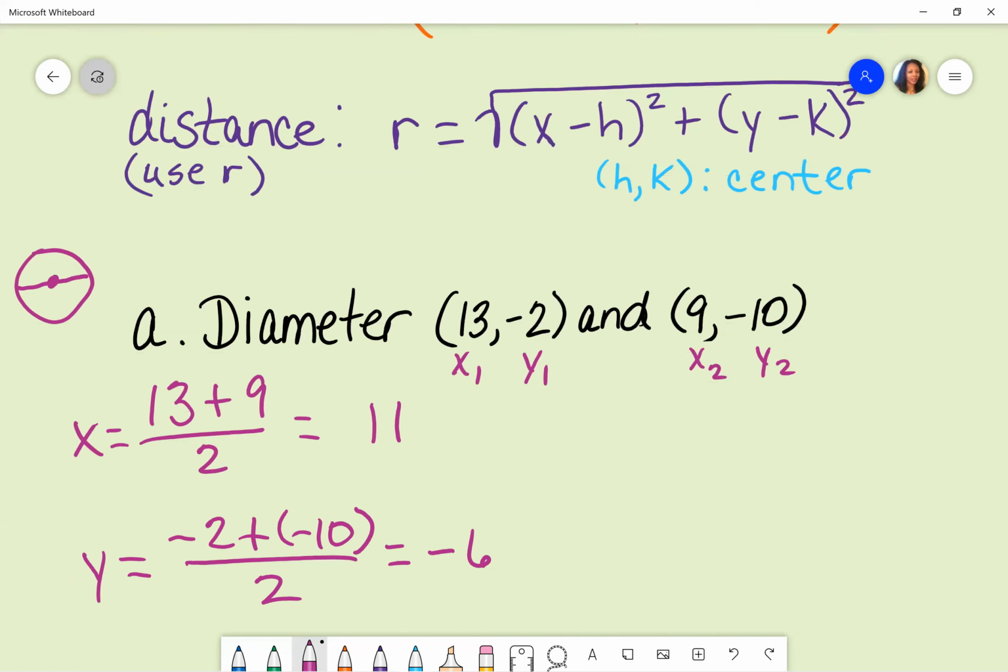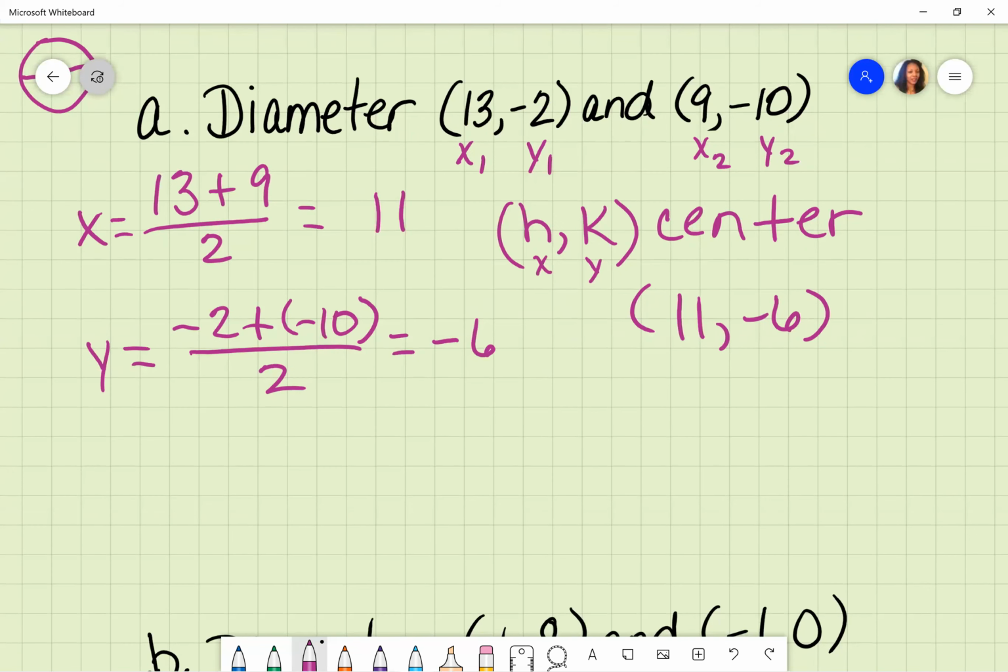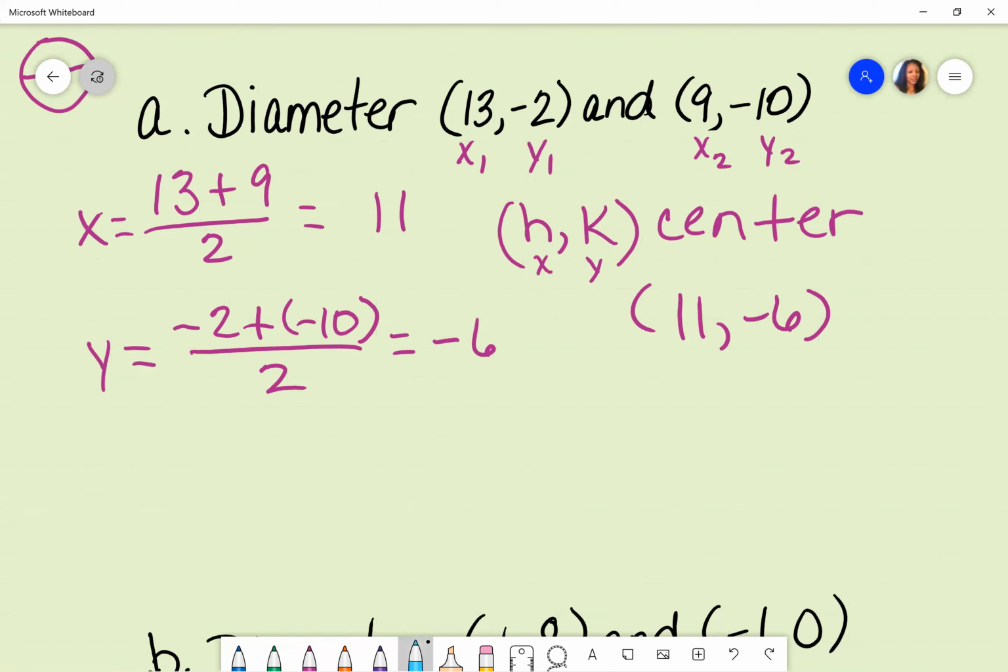So again, the purpose of doing this was to find my center, which is (h, k), or if you want to look at it as (x, y), if that helps you. So I know that my center is going to be (11, -6). Now, in order to write the equation of a circle, I can go ahead and do part of my equation. I know that the h part is 11, so (x - 11) squared plus (y minus, but there's a negative there, so this is going to turn into a plus) 6 squared is equal to, well, guess what? I need to figure out what my radius is.